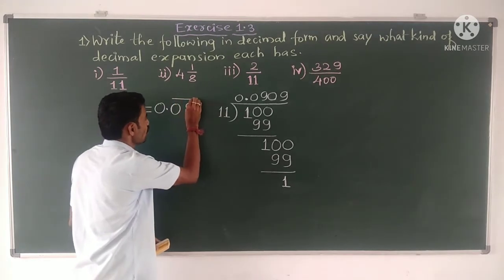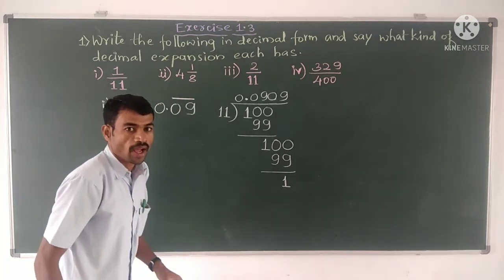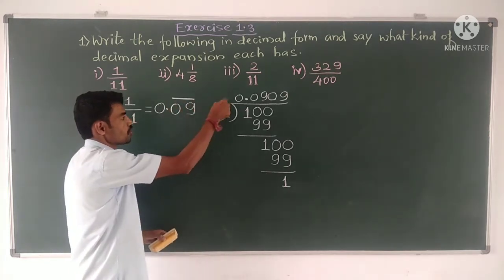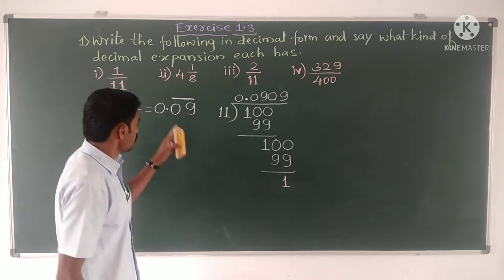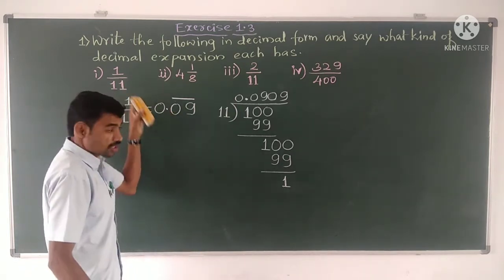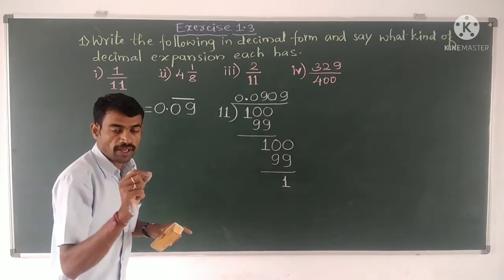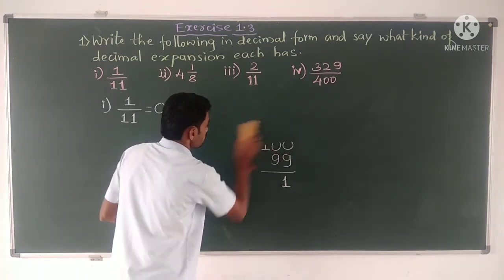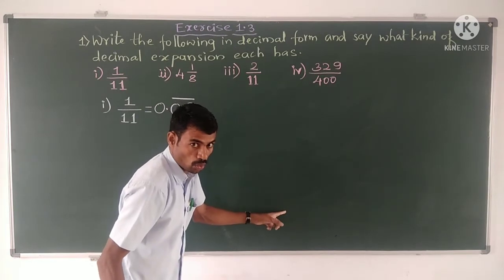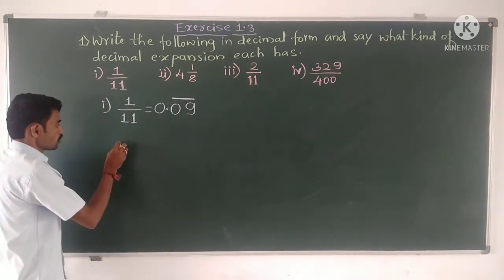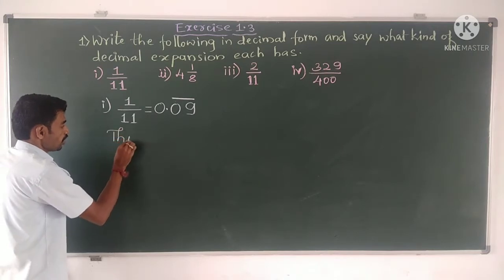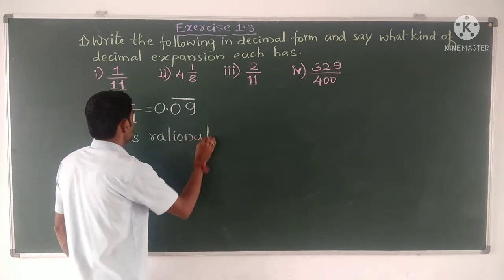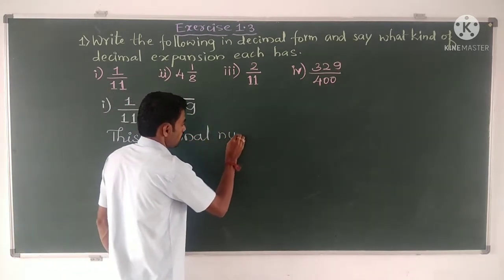So for both 0 and 9 we have to put a bar mark. 0.09 bar, so 090909 it can be written. So this rational number has a non-terminating repeating decimal expansion. What do you need to write here? This division we also have to do, then we write the conclusion. Which rational number? 1 by 11.